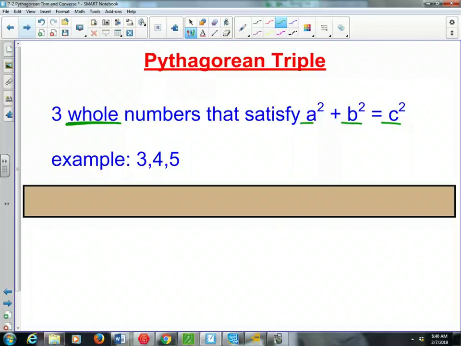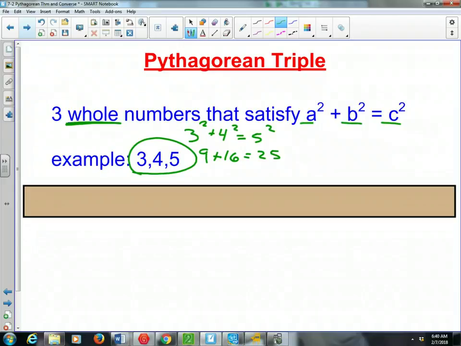So a few examples of Pythagorean triples would be like the 3, 4, 5. If we took 3 squared plus 4 squared, it equals 5 squared. 9 plus 16 equals 25. 25 equals 25. These are three counting numbers, whole numbers, that satisfy a squared plus b squared equals c squared.